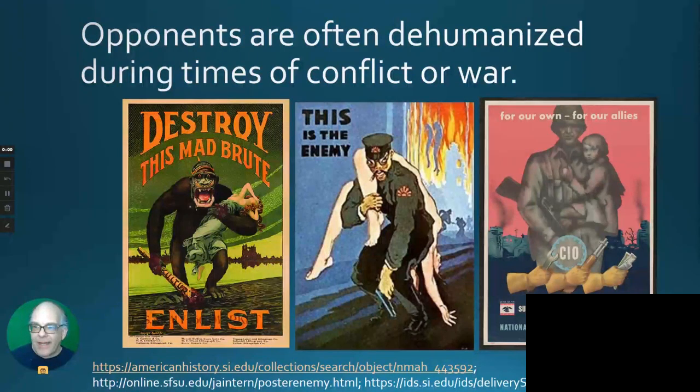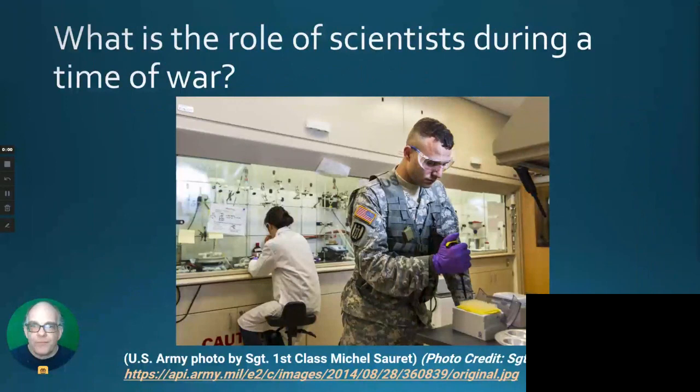of war. In contrast, we'll look at the last image. You've got an American soldier from World War II, again carrying a human, but in this case, carrying an infant in a nurturing and protective way. So, pulling at our heartstrings, be supportive for the American soldier as they fight this dehumanized artist rendition of a German or a Japanese soldier in terms of conflict. So the question becomes, what is the role of a scientist during a time of war?